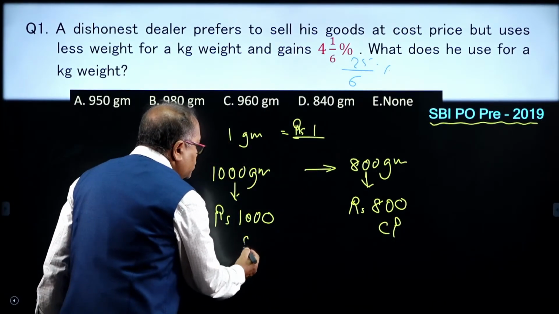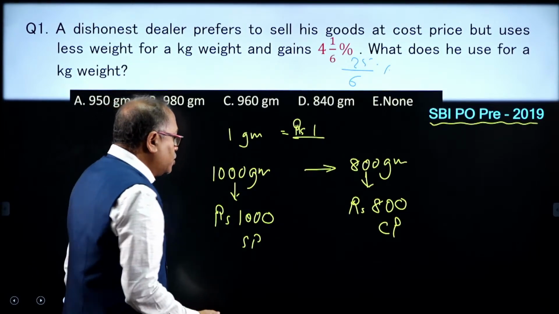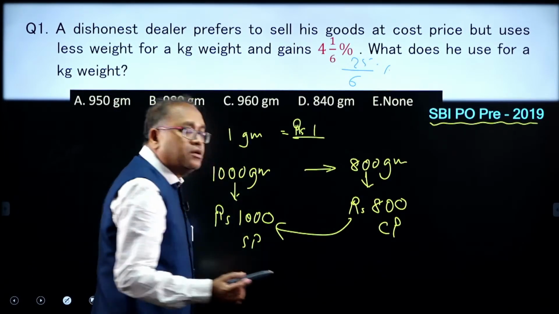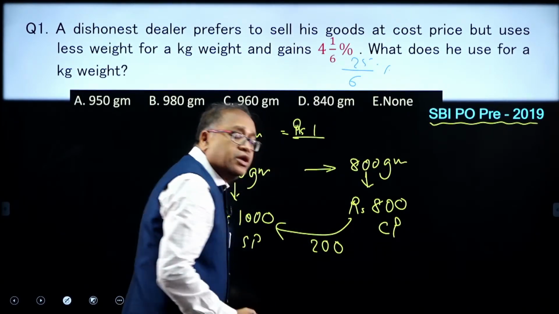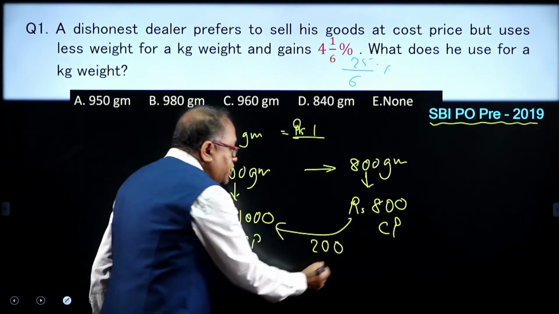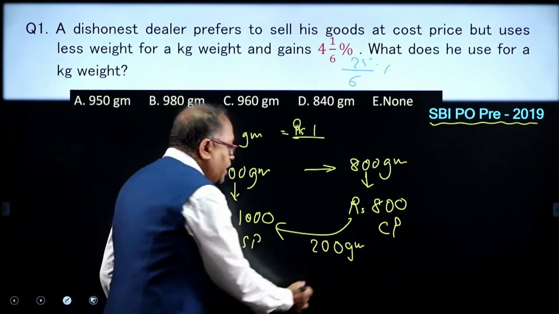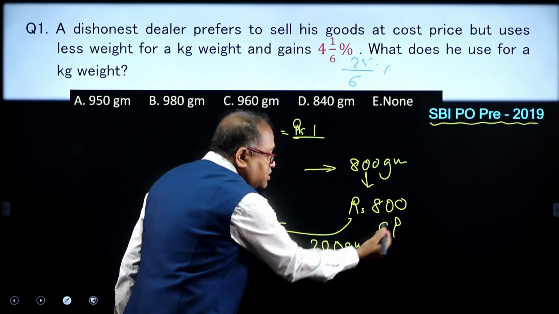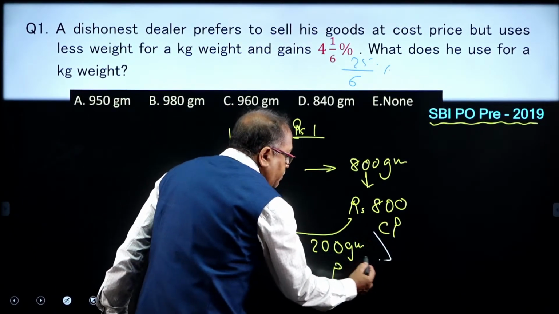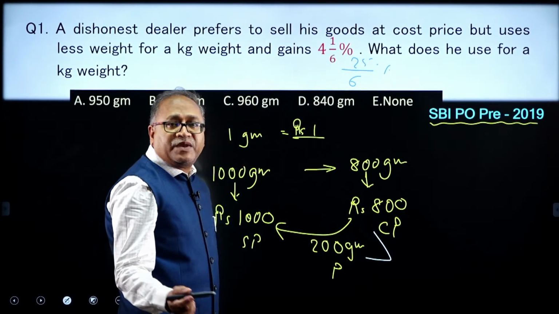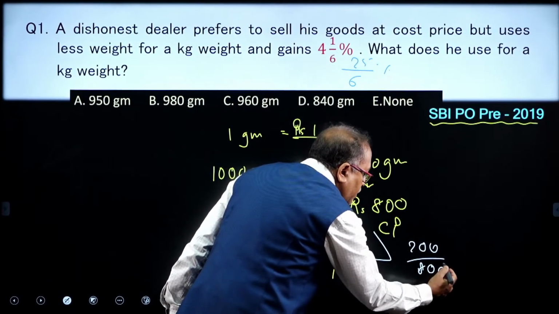So, this will be your cost price, and this is your selling price because you are collecting 1000 rupees. So, how much is he manipulating? 200 grams, am I right? This 200 grams, that is 200 rupees, will be my profit, and this is my cost price. So, what is the profit percentage in this case? My profit percentage is profit by cost price into 100, that is 200 over 800, that is 1 by 4, which is 25%.